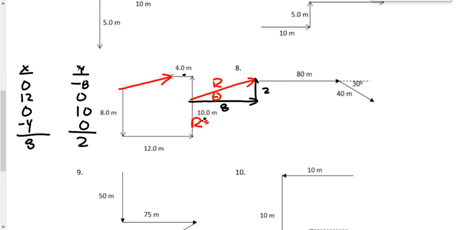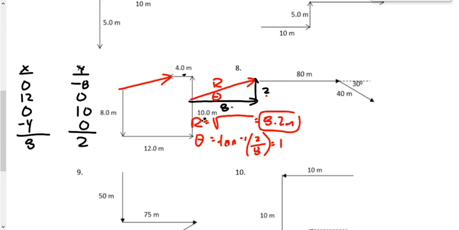We're going to solve for r using the Pythagorean theorem. We get a value here of 8.2 meters. And we get a theta here, the inverse tan of 2 over 8. Opposite over adjacent gives me a value of 14 degrees north of east. We're measuring it from the east, but yet we're going north from the east, so we'll say north of east.